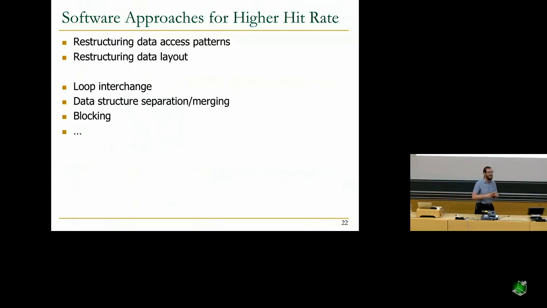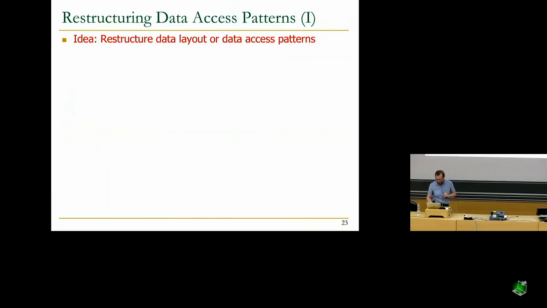So how can you get higher hit rates from your cache just by reorganizing your software a little bit? You could restructure your data access patterns, or you could restructure your data layout, or you could do both. I'm going to talk about a couple of techniques very quickly. I've already talked about blocking, but I'll talk about it more formally without giving an example. And after that, we're going to take a break. Hopefully. Yeah, we will. So, okay, this will be fun.